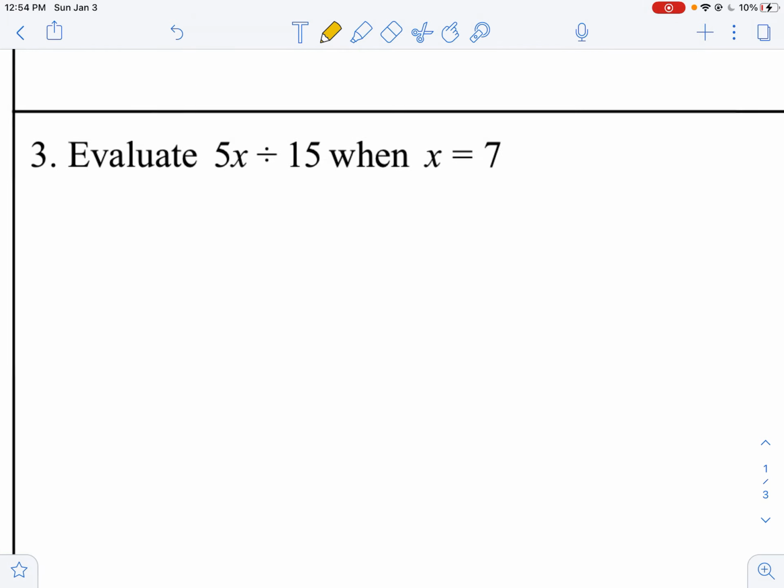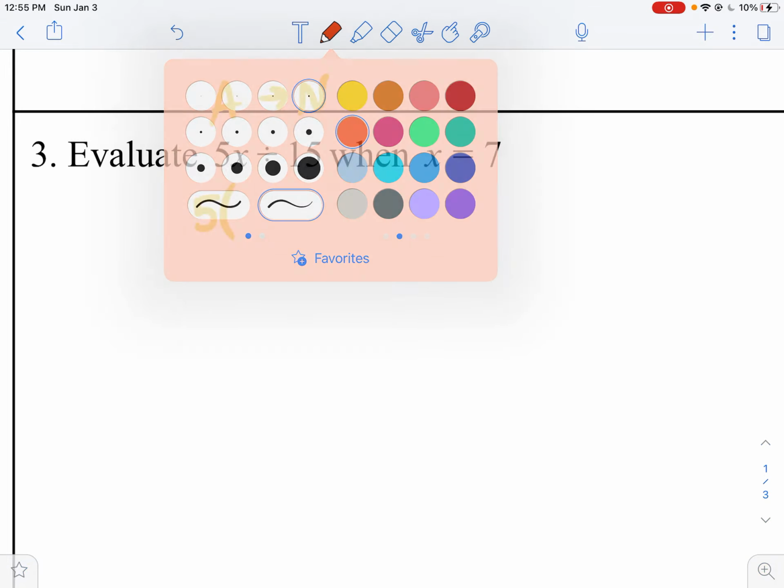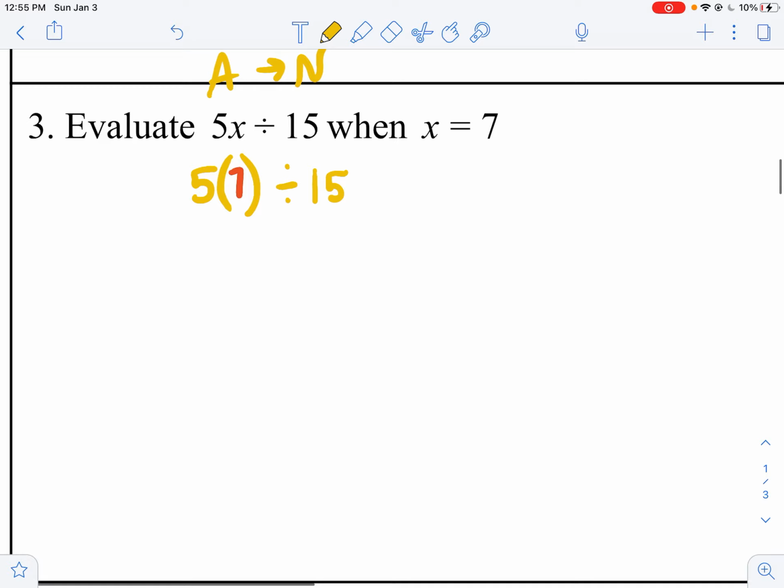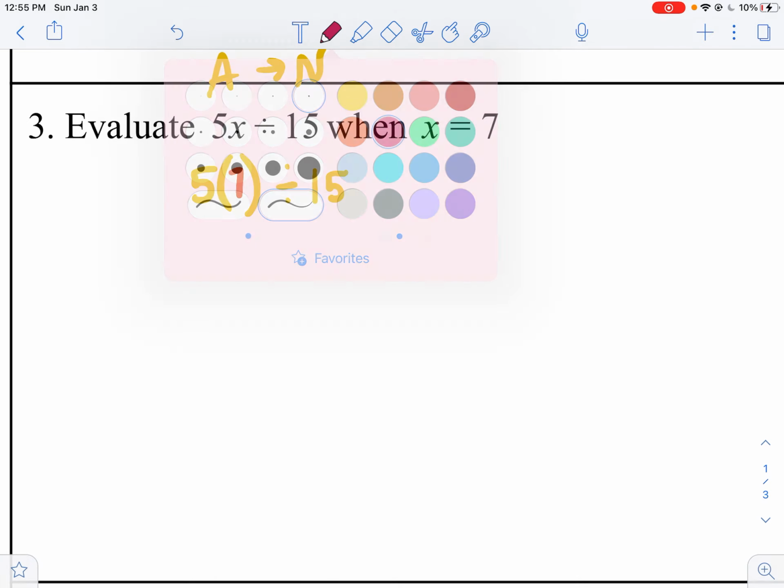Let's skip down to example 3. We have 5x divided by 15 when x equals 7. So the first thing we're going to do is we're going to take our algebraic expression and we're going to make it a numerical expression by replacing the x with 7. So we have 5 times 7 divided by 15. Okay? 5 times 7 divided by 15.